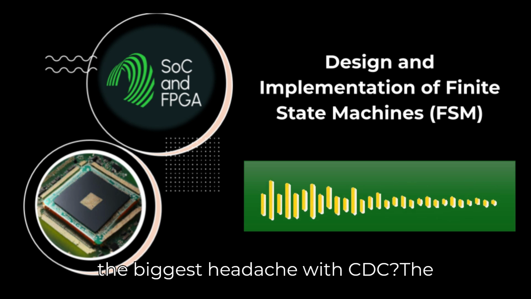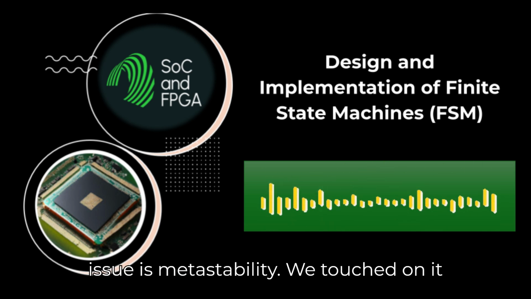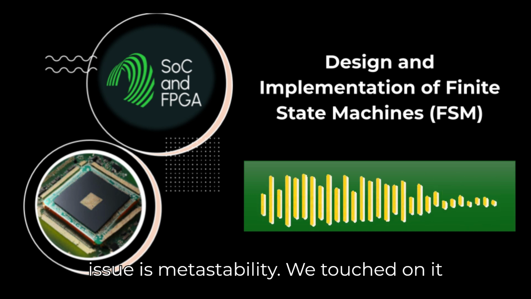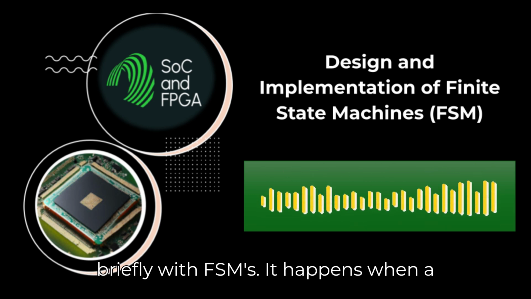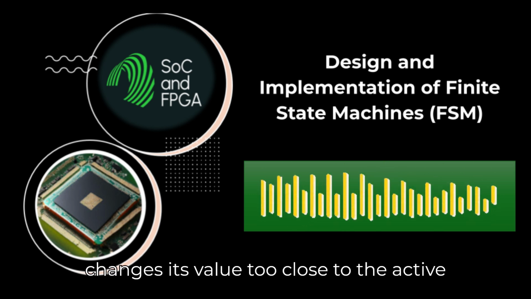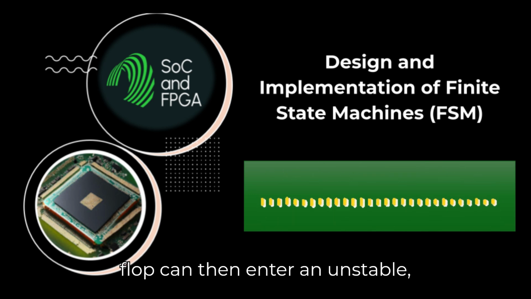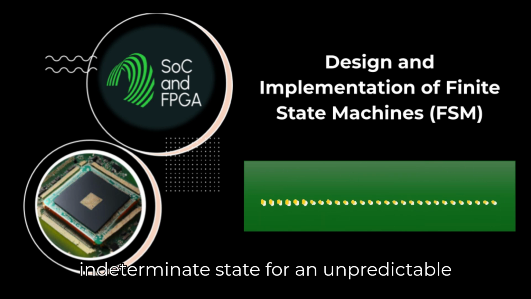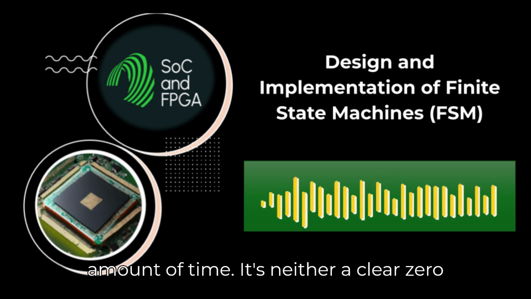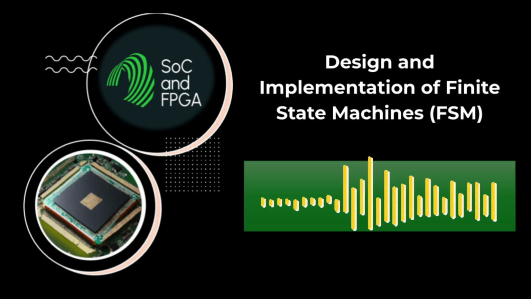And what's the biggest headache with CDC? The absolute most critical, most notorious issue is metastability. We touched on it briefly with FSMs. It happens when a signal being received by a flip-flop changes its value too close to the active edge of the receiving clock. The flip-flop can then enter an unstable, indeterminate state for an unpredictable amount of time. It's neither a clear 0 nor a clear 1. So the signal is just uncertain.